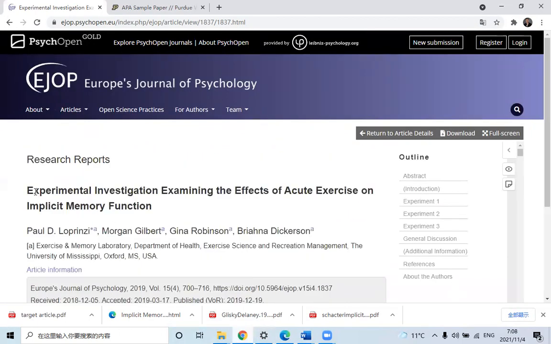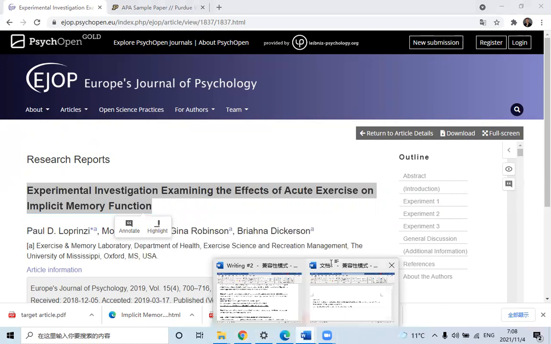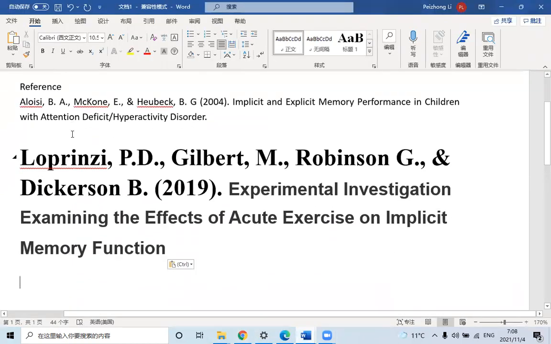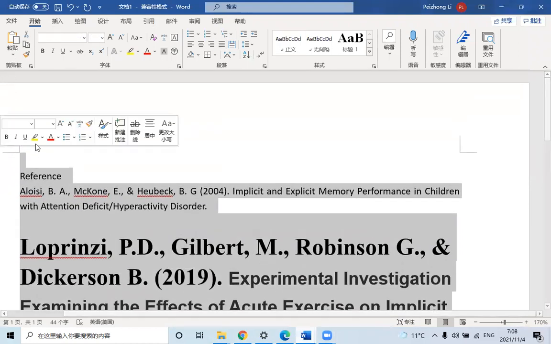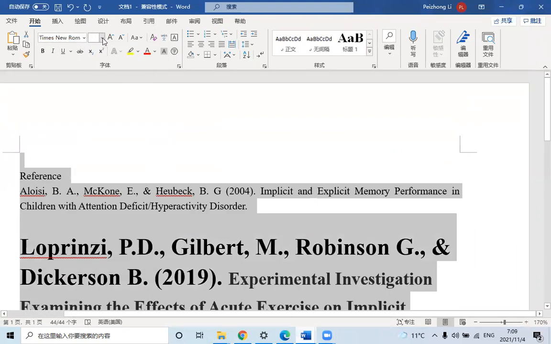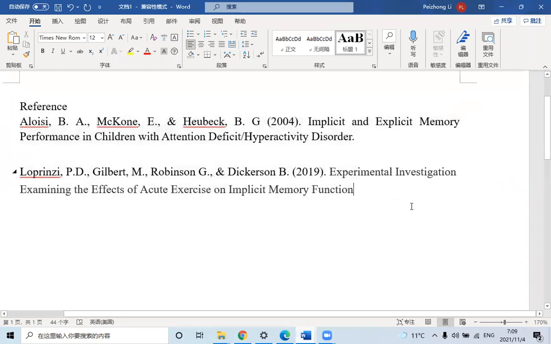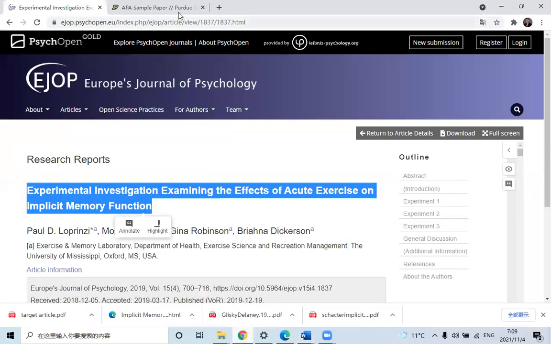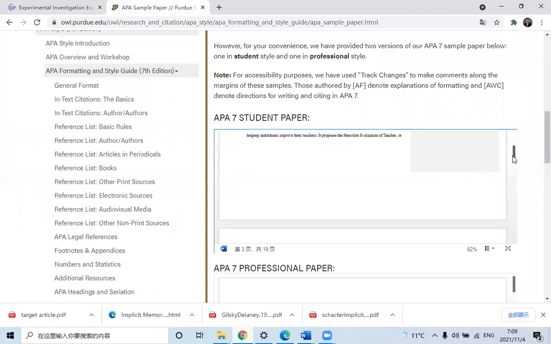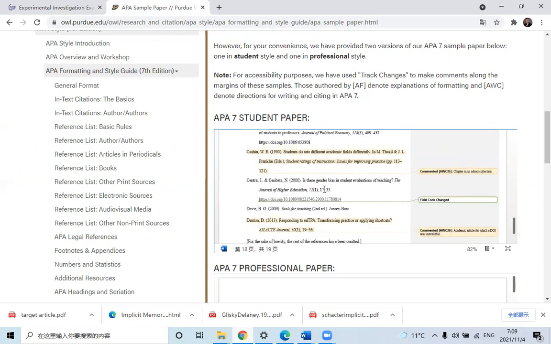Title is, oh, I need to make sure the fonts are consistent. Use Times New Roman. Font, let's use font 12. And to check APA citation, I would really like to use this sample from Purdue University. See how they cite information. Yeah, this would be a good example.